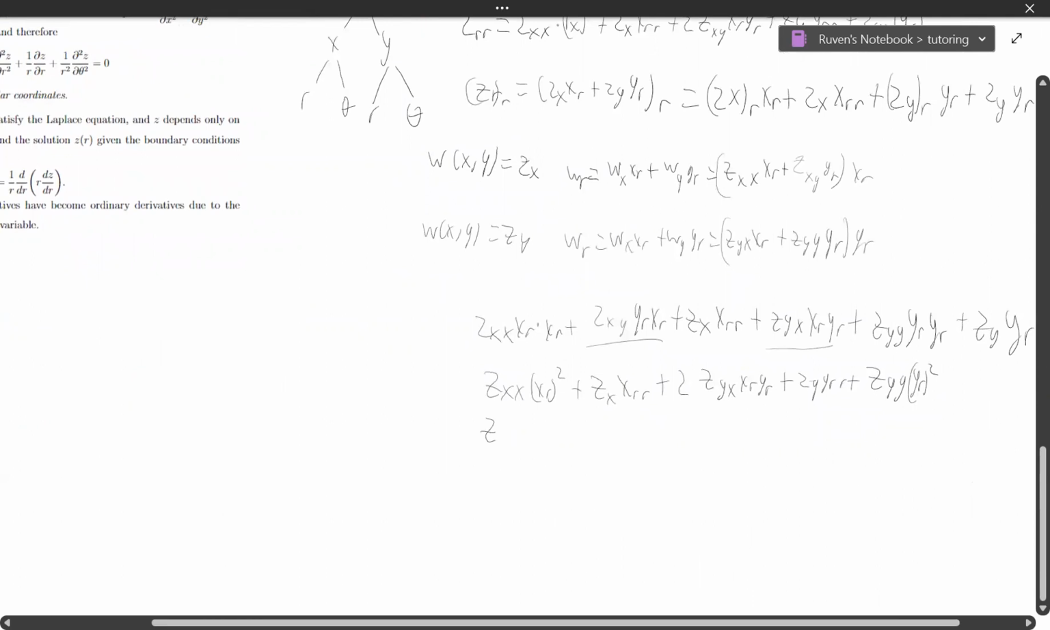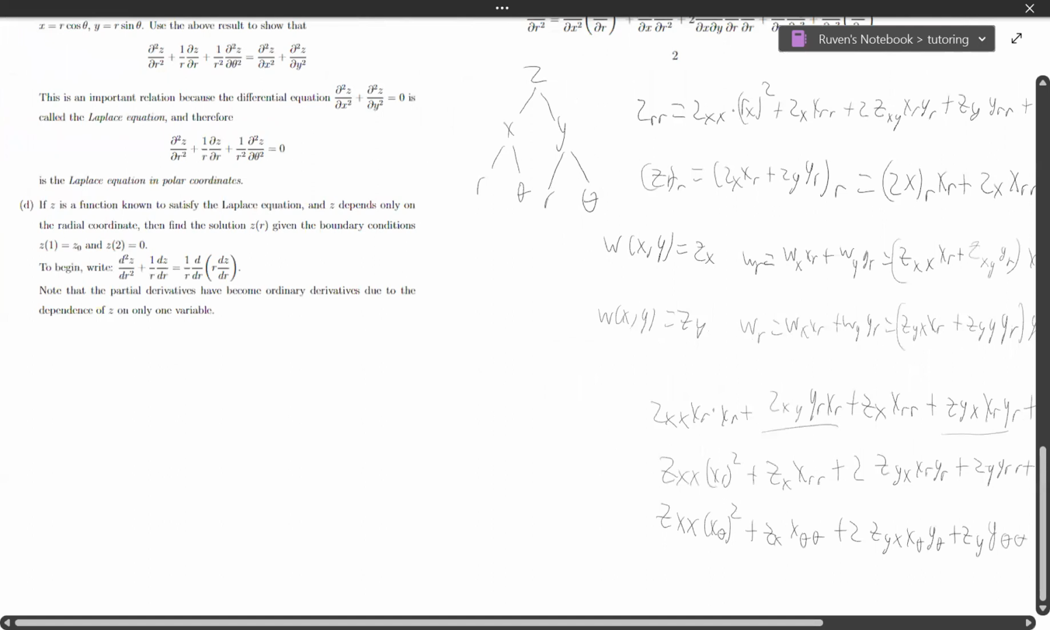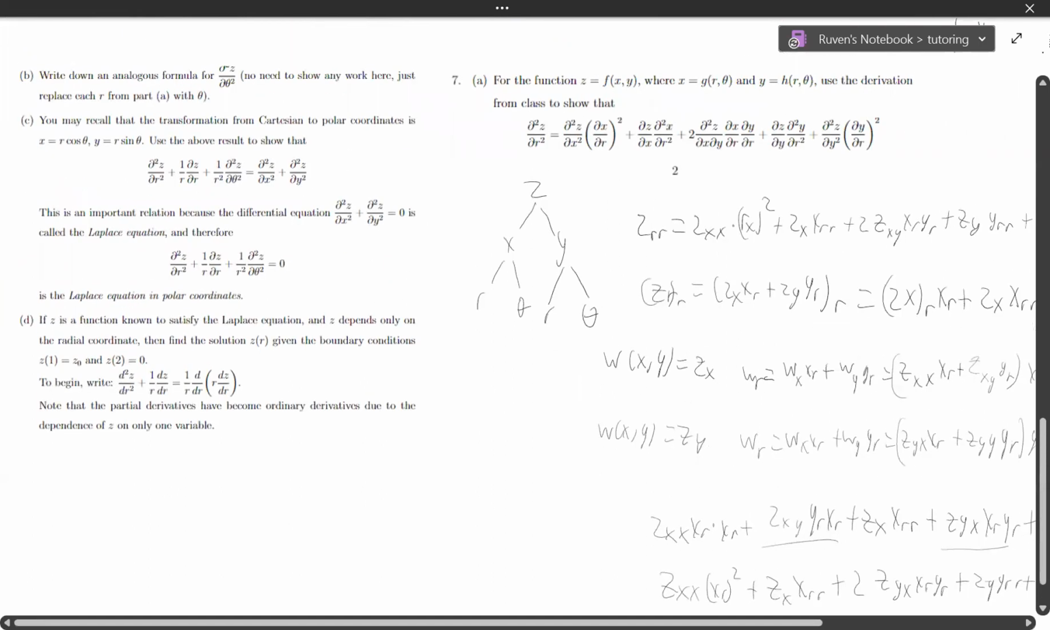So if I were to rewrite it quickly, it would be zxx x theta squared plus zx x theta theta plus 2 zyx x theta y theta plus zy y theta theta plus zyy y theta squared.